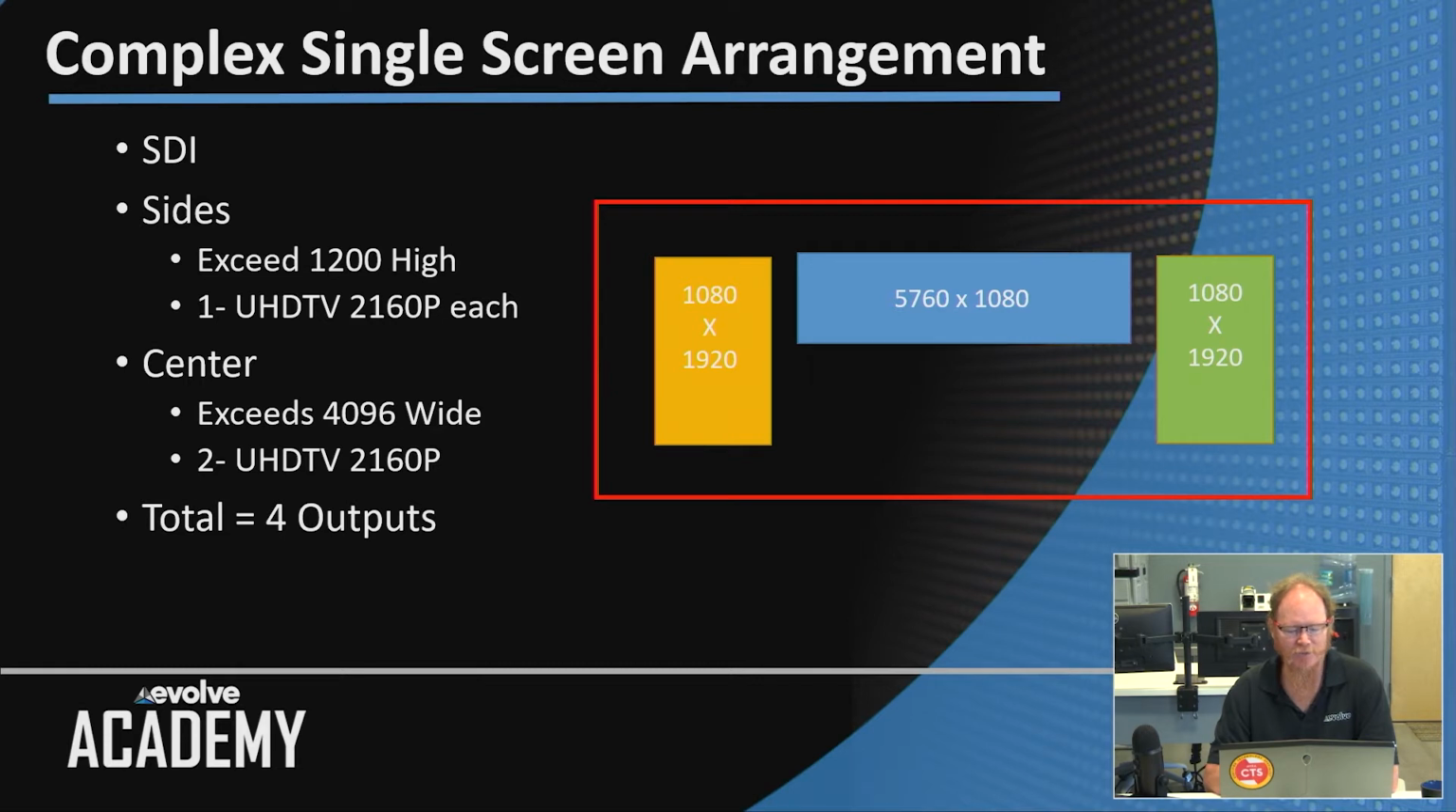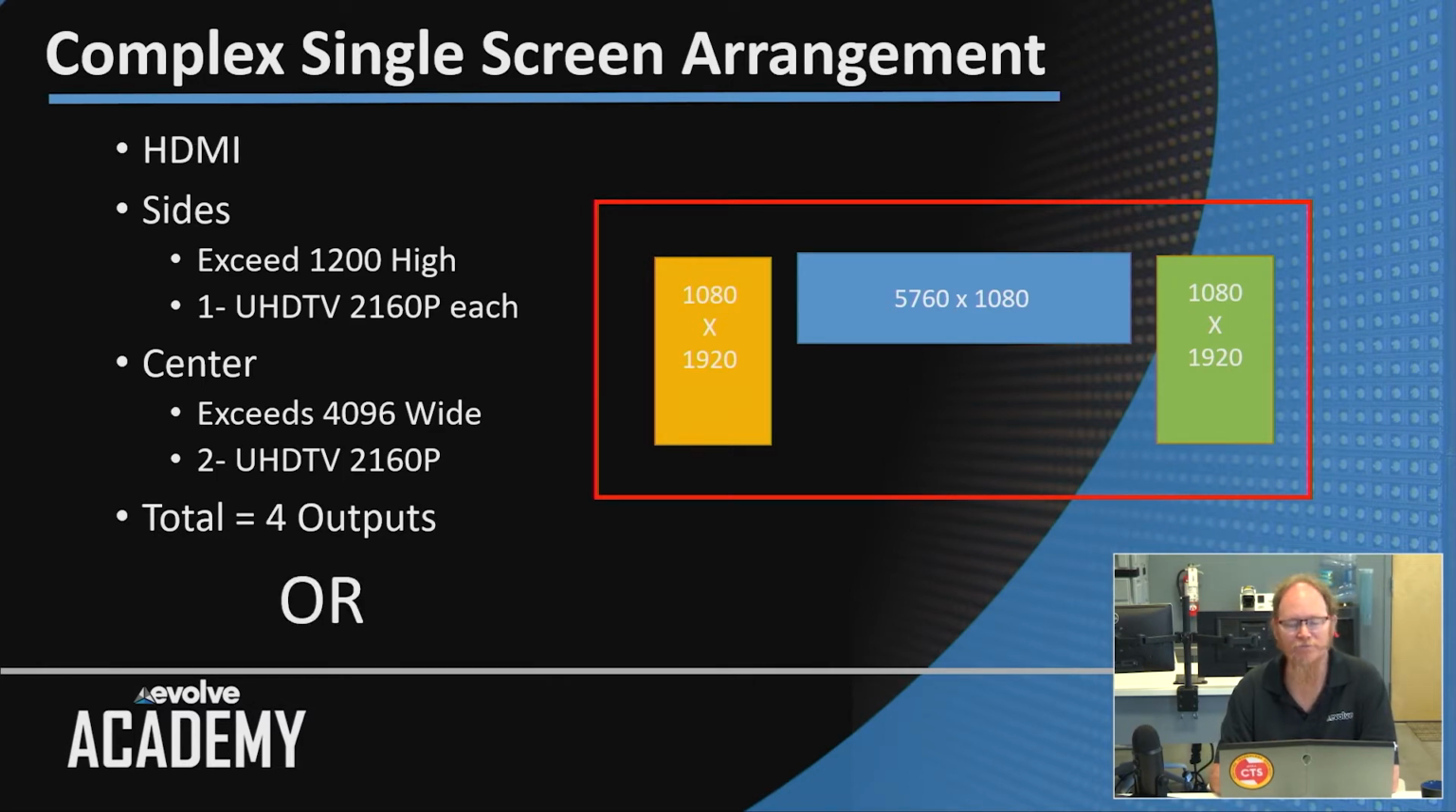The center is more than 4096 wide. That's the maximum width you can get on one 12G connector. So I'm going to have 2 UHD 2160 outputs for the center. So 1 output for each side and 2 outputs for the center, 4 total outputs with SDI.